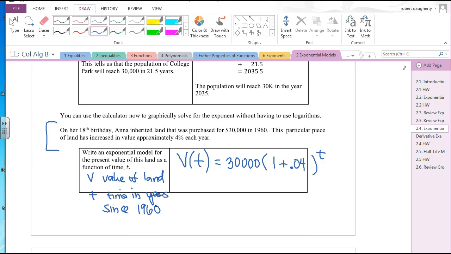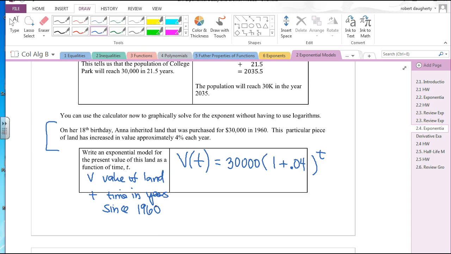So this is the model that I'm using. V is the value of the land. T is the time in years since 1960, okay? And you can see that it's growing at 4%. That's 1.04. So what is the growth factor? The growth factor is 1.04. What's the growth rate?